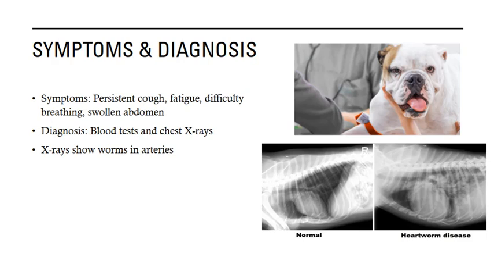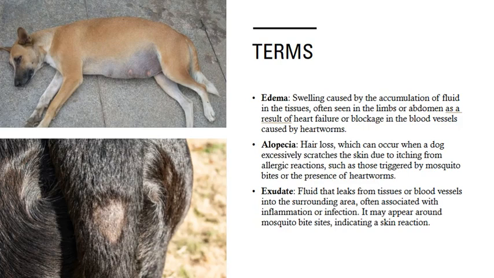When diagnosing, radiographs can show heartworms in various views of the thoracic cavity, dorsal or ventral, and reveal how the worms affect the cranial and caudal regions of the heart and blood vessels. Some of the key terms from that: edema, which is swelling caused by the accumulation of fluid in the tissue, often seen in the limbs or abdomen as it results from heart failure or blockage in the blood vessels caused by heartworm.